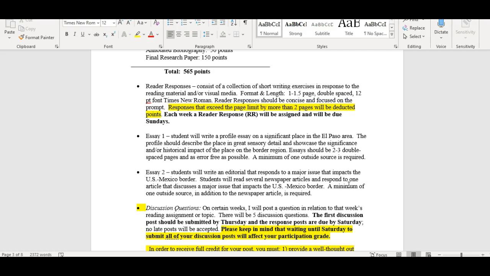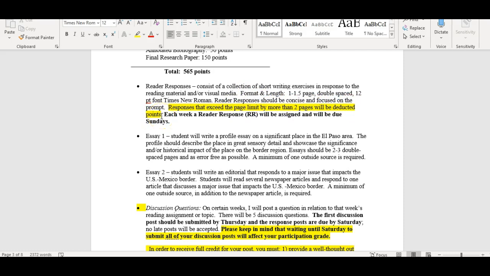Your response should be focused, and whatever you write in that 1 to 1.5 pages should matter and be important. I've had people in the past who write like 3 to 4 pages, and that's a lot. So I had to come up with this rule that responses that exceed the page limit by more than 2 pages will be deducted points.